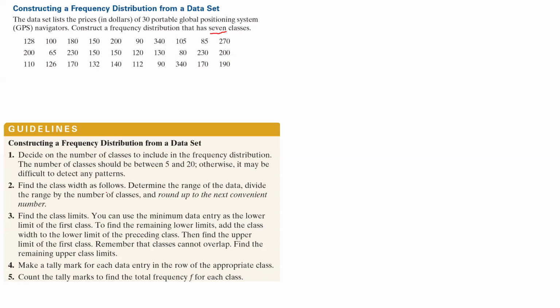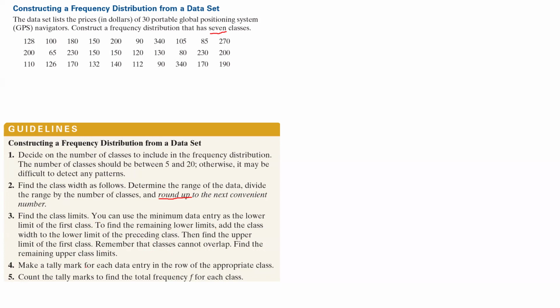In the second step, find the class width, which is the range divided by the number of classes. So you find the range, which is maximum minus minimum, divide by the number of classes, and then round that number up. That is going to be your class width. In the third step, find the class limits. You can use the minimum data entry as the lower limit of the first class. To find the remaining lower limits, add the class width to the lower limit of the preceding class. Then find the upper limit of the first class. Remember that classes cannot overlap.